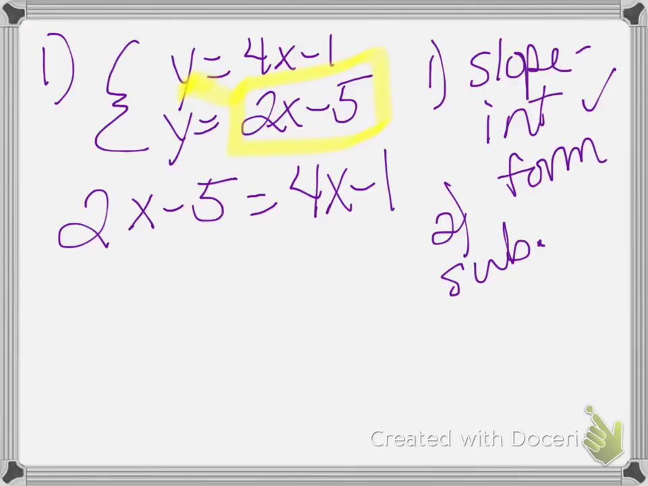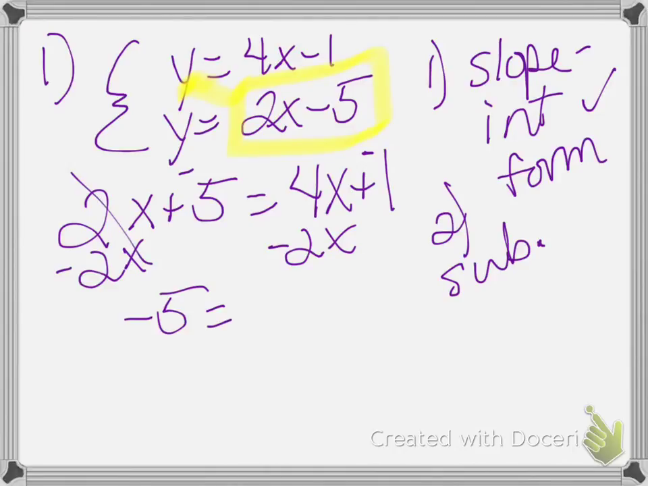So when I solve this, I'm going to get something 4x. What's the first thing I do? Does that mean substitute or subtract? Subtract. You minus 2x from 4x. Okay, I subtract 2x from both sides. You get negative 5 equals 2x plus negative 1. Now what do I do?